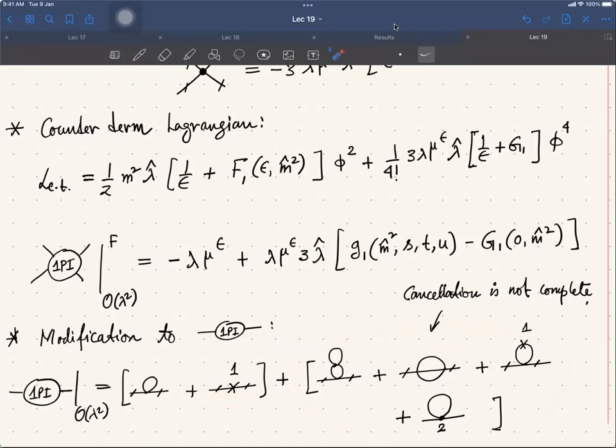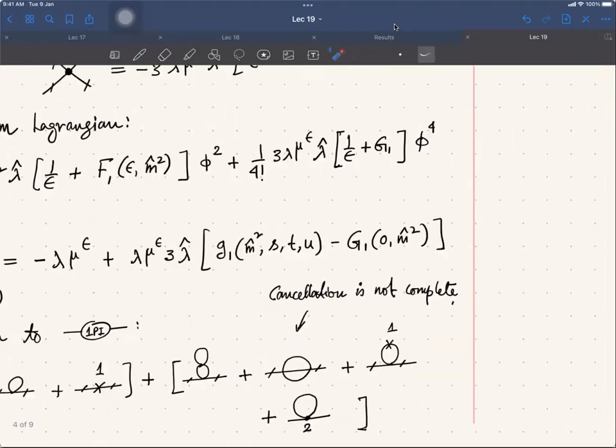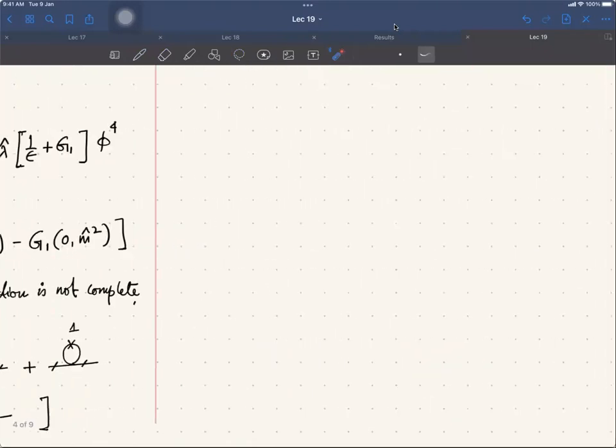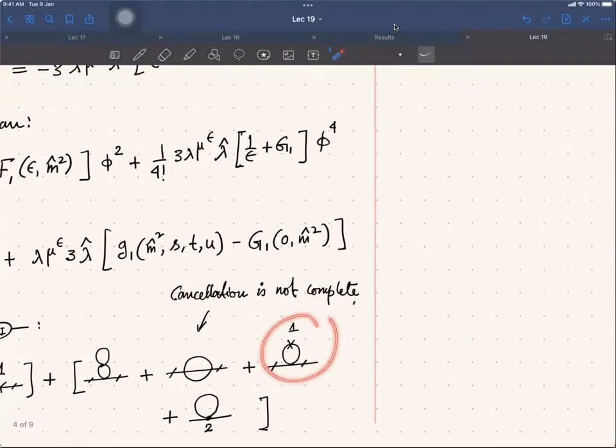In general, on general grounds, there is no reason to expect that the cancellation is complete here. If it is not, we should calculate it, and then that would introduce another 2-point function counter term diagram at order lambda square. So that is what we should do now. So let us first calculate this diagram.